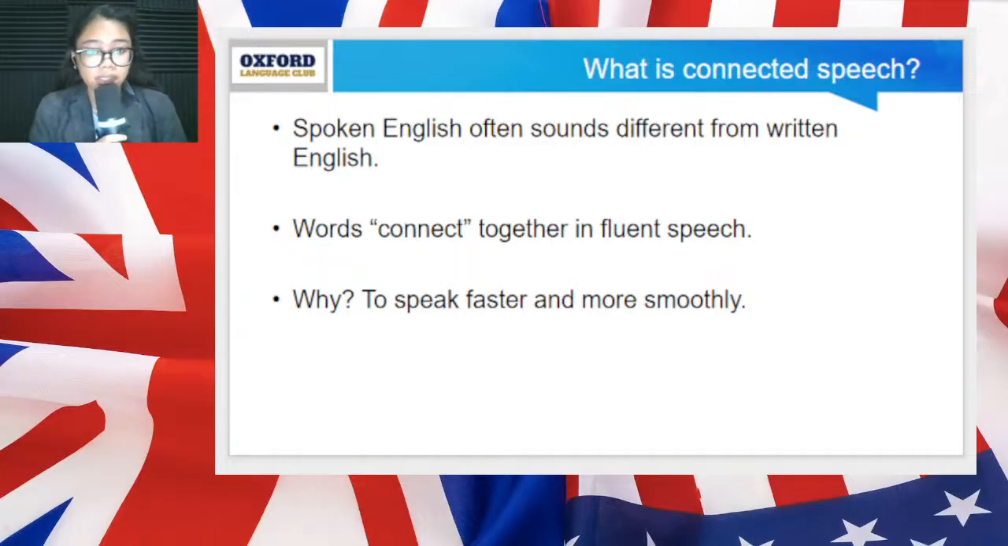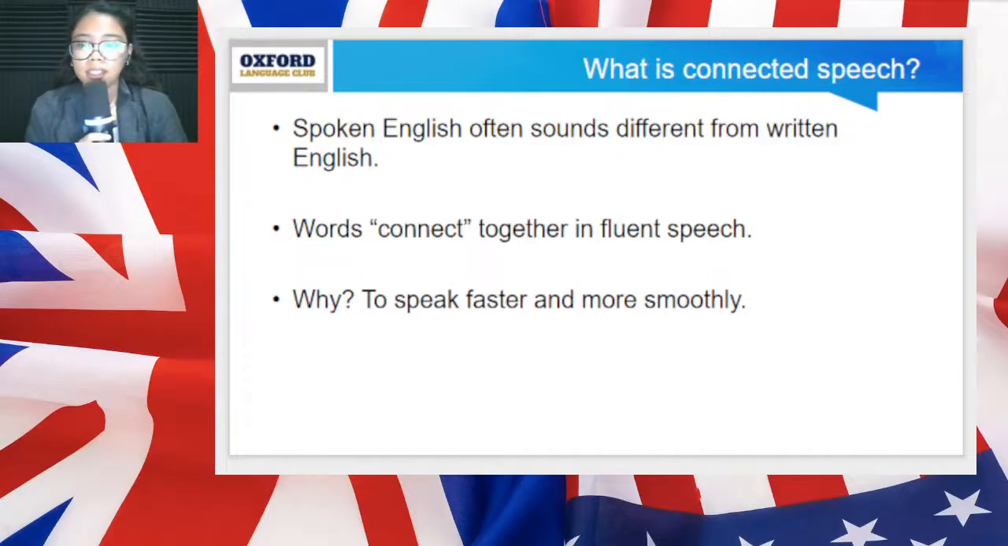By mastering connected speech, so sorry. So if you try to master connected speech, or not master, maybe if you try to understand connected speech, you are not just speaking faster, you are speaking more naturally. And that's already a huge step towards true fluency and confident communication in English. It really makes the entire speaking and listening process more efficient and much more enjoyable.